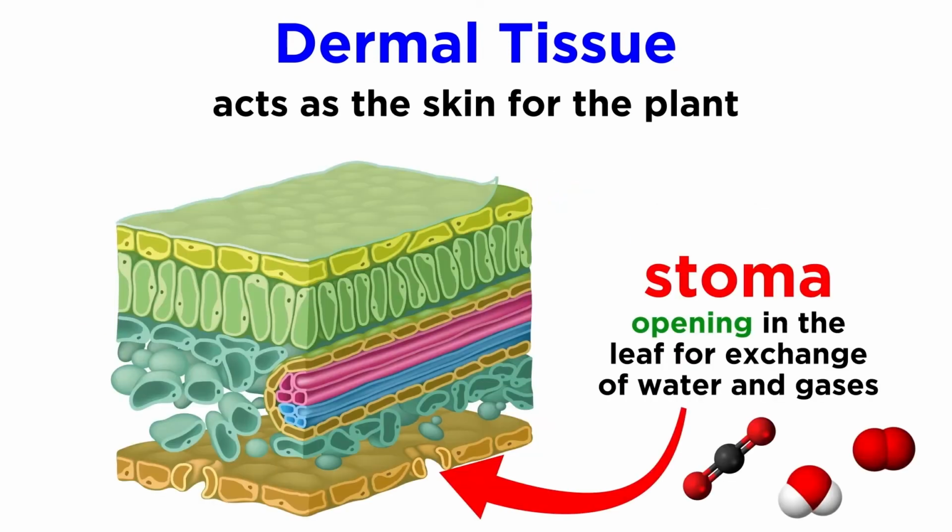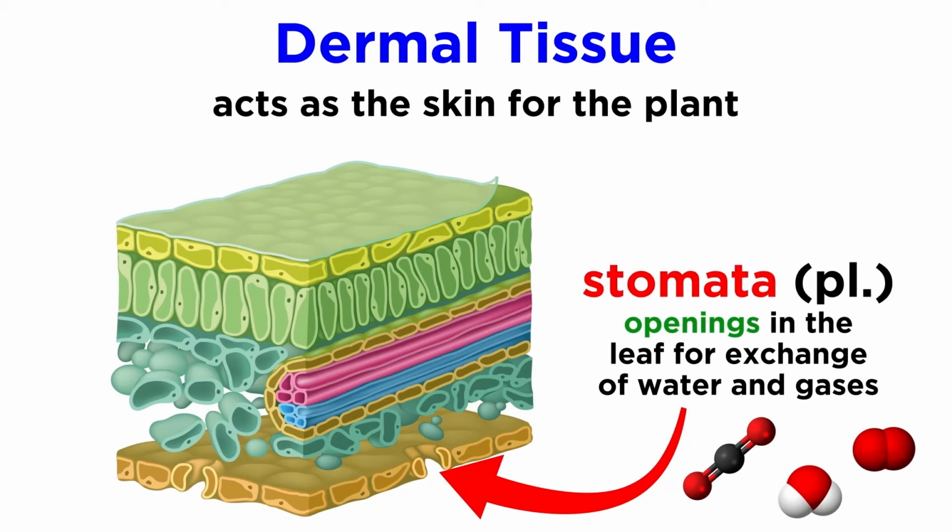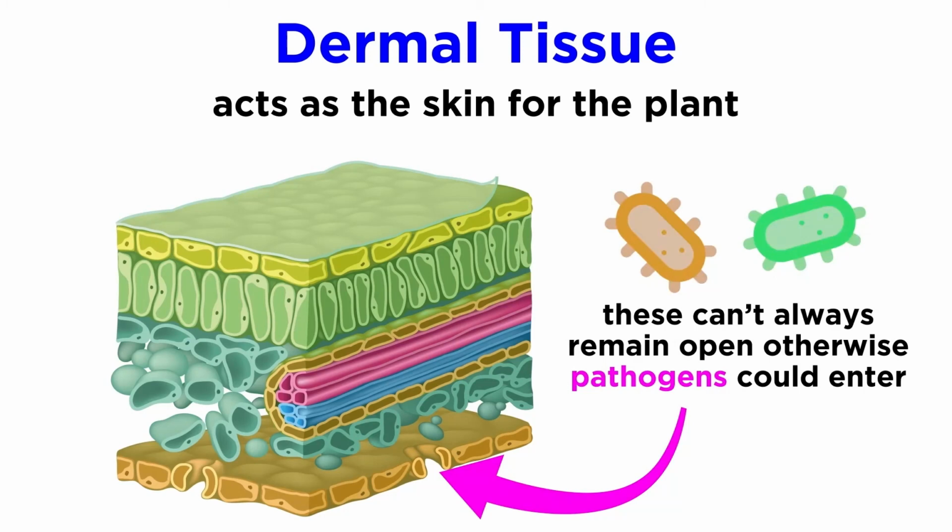A plant also needs some openings in the epidermis in order to let water and gases travel in and out, so as to maximize the surface area available for material exchange. These openings are called stomata. However, if they were left open all the time, then pathogens could infiltrate the plant through these areas.